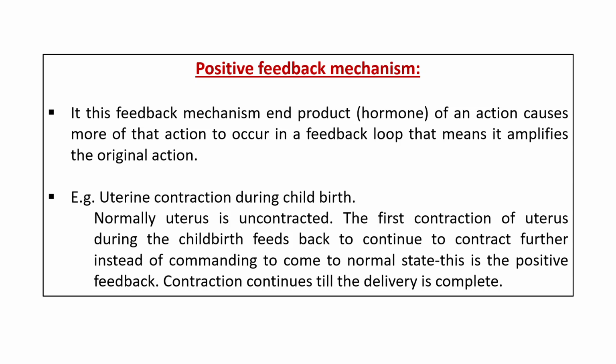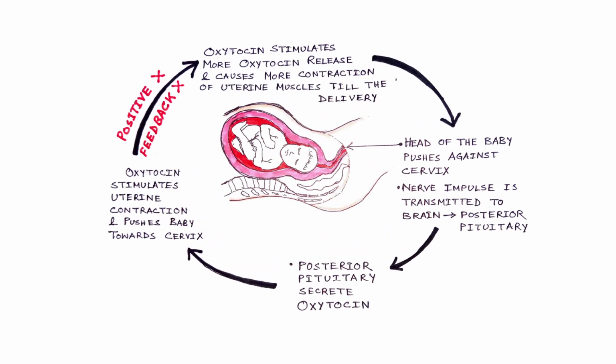How? See, our uterus is normally uncontracted, but during the childbirth, when the baby's head pushes the cervix of the mother, a signal goes to the posterior pituitary and tells the posterior pituitary to secrete oxytocin. That oxytocin then stimulates uterine muscles to contract, and this contraction of uterine muscles positively feeds back to our posterior pituitary to release more oxytocin, so that more contraction could be produced until the delivery is complete.